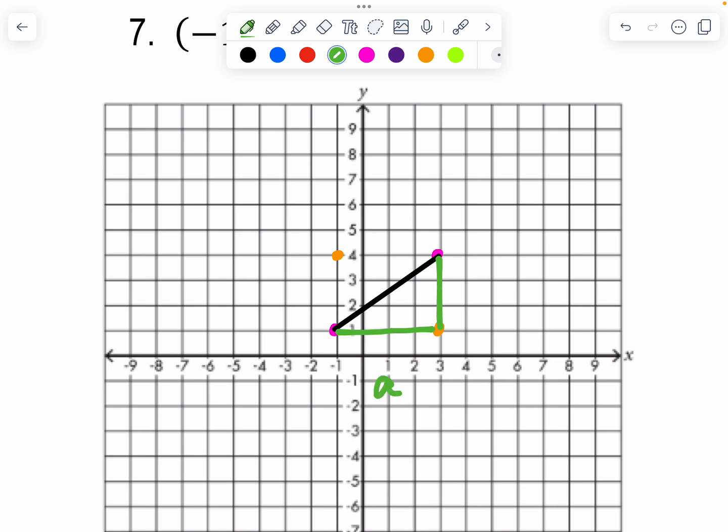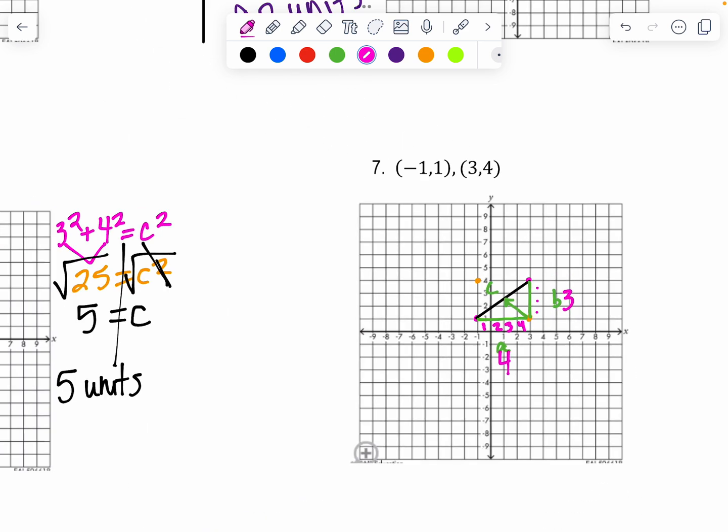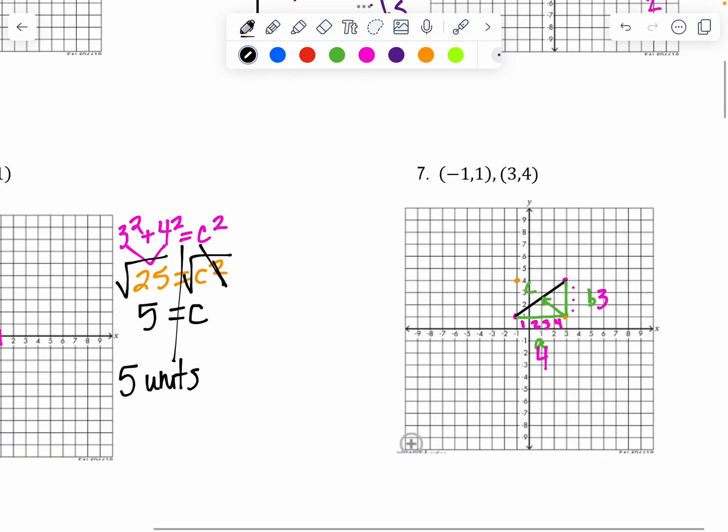Label A, B, C. I know that's C because it's opposite of the right angle. Count my boxes. 1, 2, 3, 4. 1, 2, 3. Man, what do you notice from last one to this one?